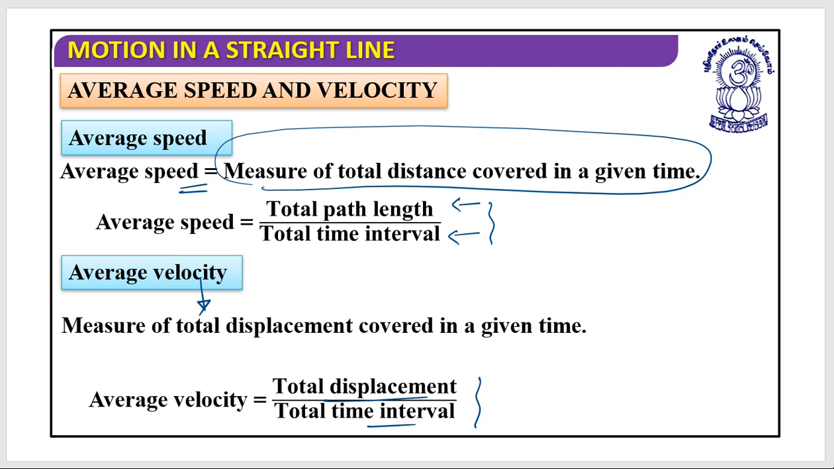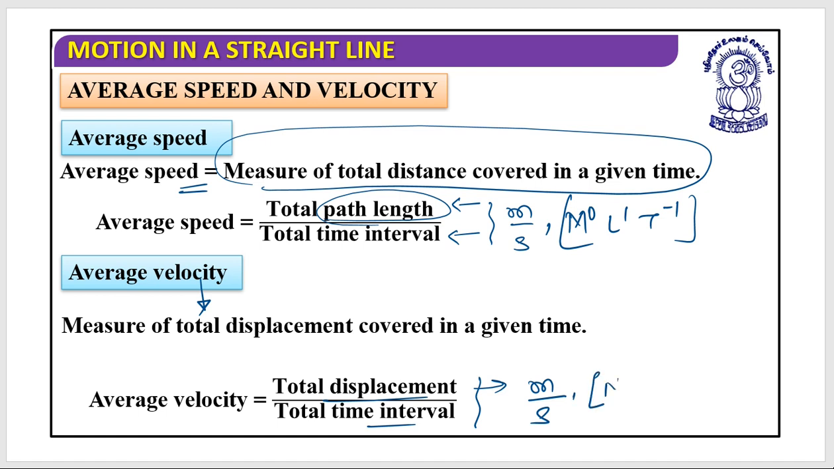Unit of average speed. Look at this. It is a total path length, but ideally it is a path length only when I consider them as units or dimensions. So it is meter per second. The dimensions are M0 L1 T minus 1. Yes, you are correct. What are the dimensions and units of the average velocity? Tell me. Write down in your book. It's meter per second, and the dimensions are M0 L1 T minus 1. Great.